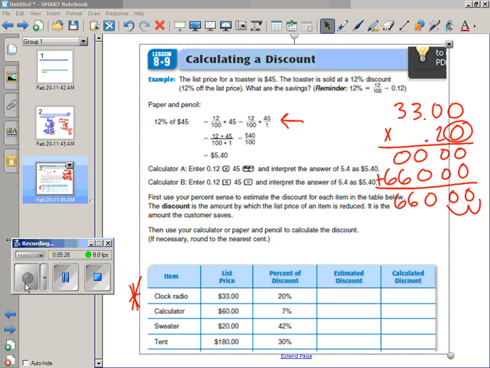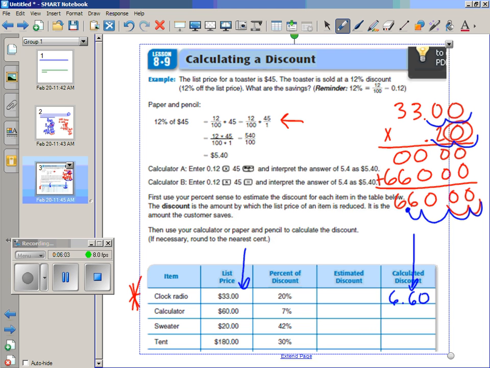No, I'm sorry, I have 4 decimal places because look at this. I have 1, 2 in this part, and I have 1, 2 in this part here. So that's a total of 4. So I have to go 1, 2, 3, 4. My decimal point goes in here. Now, with dollars, as you know, you only go 2 places out. So this tells me my calculated discount is $6.60. So if I wanted to figure out the price after the discount, I would take my original price here, and I would subtract my calculated discount.